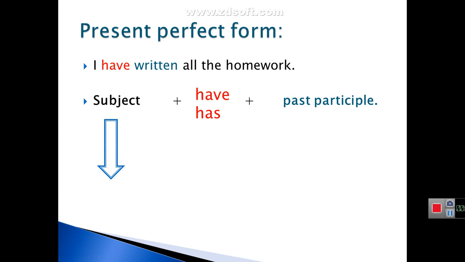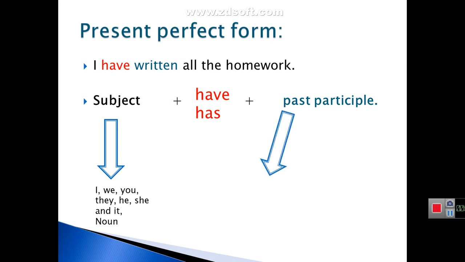Subject means the person who does the action or the people who do the action. We can use pronouns such as I, we, you, they, he, she, and it, or a name or names. Plus have and has. What are they? They are helping verbs, auxiliary verbs. Plus past participle. We have two types of verb for past participle.